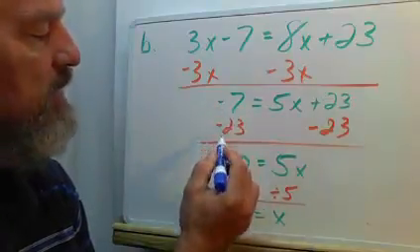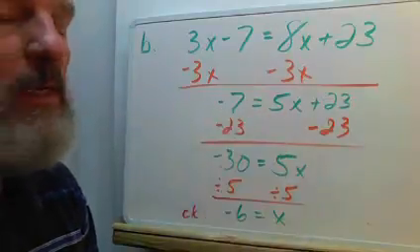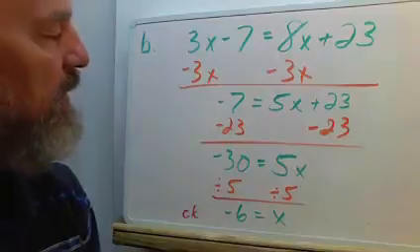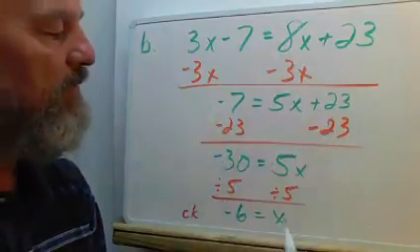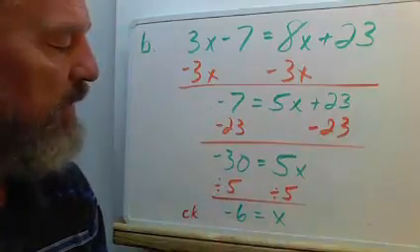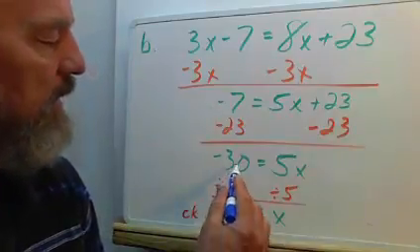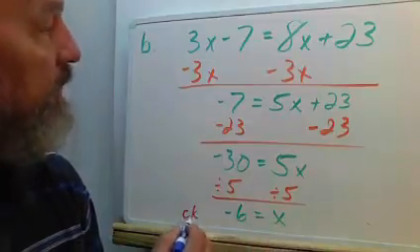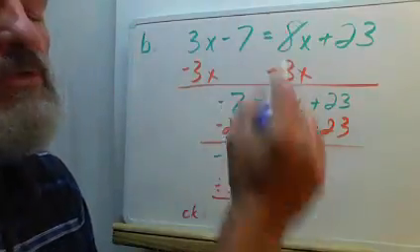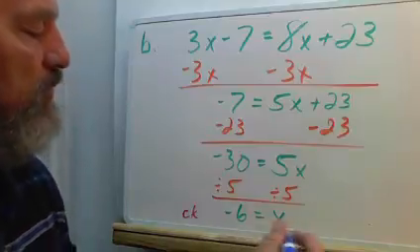Negative minus negative is even more negative. We can add them up. 23 plus 7 is 30, and it's all negative, so it's negative 30. And we have 5x on this side. Divide both sides by positive 5. Negative 30 divided by positive 5 is negative 6. Put that into the original equation. Use a calculator, do the math, and it does check.